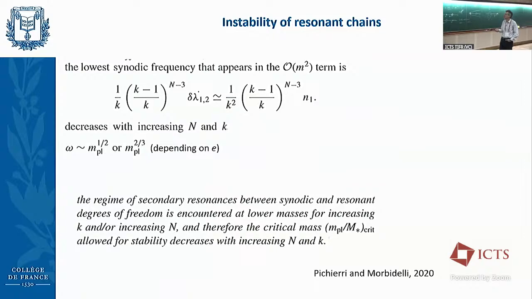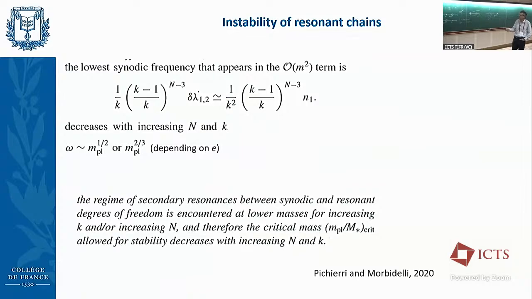And so what we concluded here is that this secondary resonance, between synodic and resonant degrees of freedom, is encountered at lower masses if you increase either the number of planets in the chain or the index of the resonance. And therefore, the critical mass to have this instability decreases with increasing length of the chain or index of the resonance.